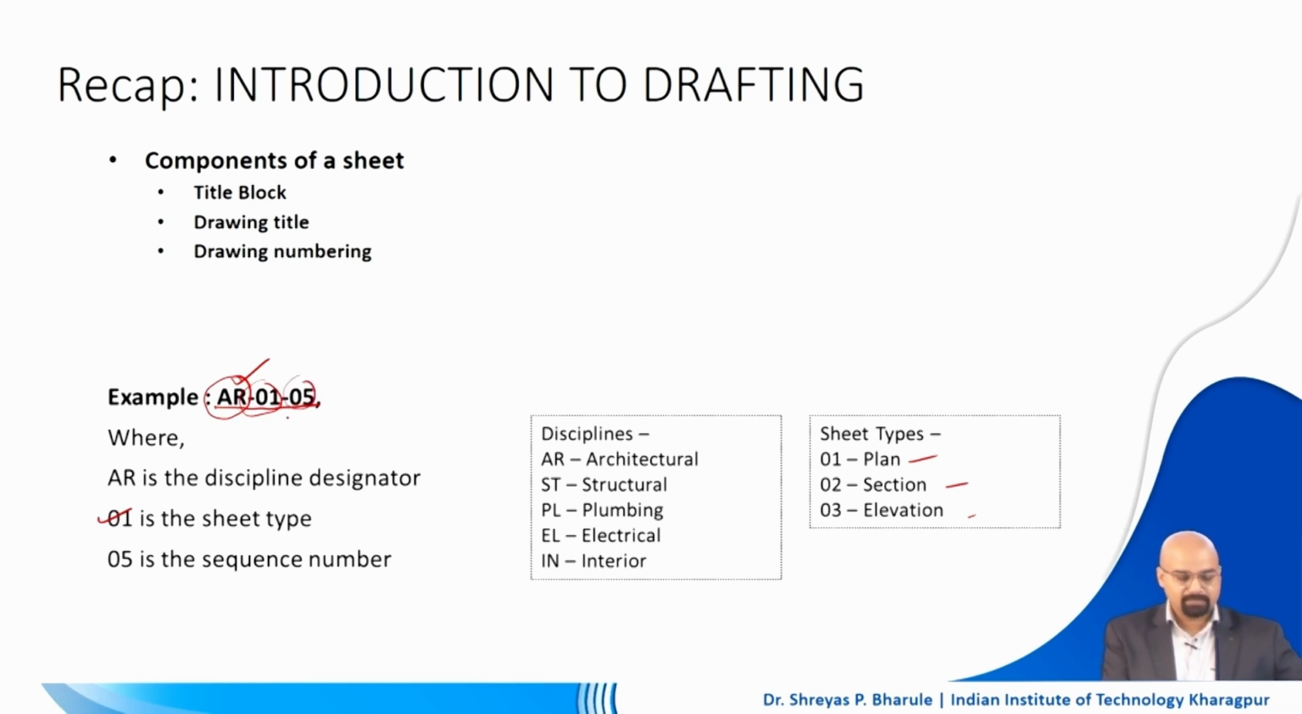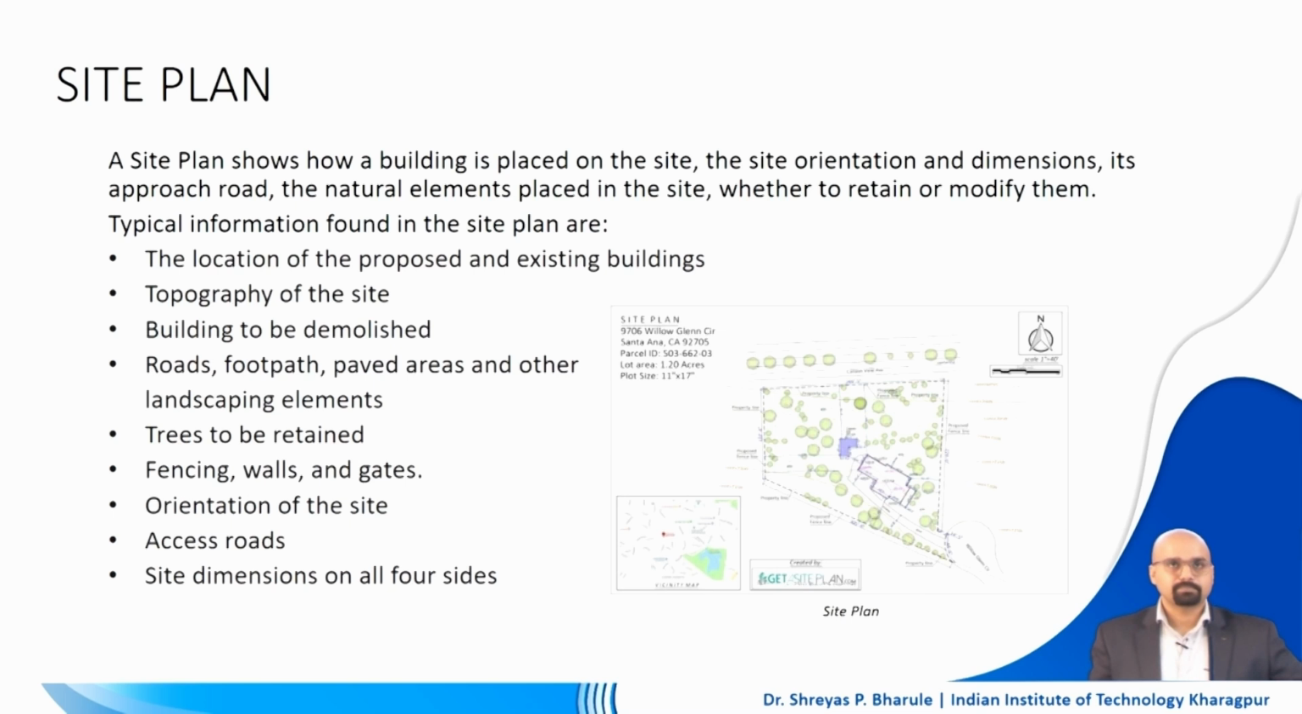So in this case, if I try to read through this particular drawing numbering system, I would say it is an architectural drawing which has a plan on it, and this is the fifth drawing of a plan. So there are at least 5 different plans, of which the fifth plan is represented on the sheet which is numbered as this. So that's the whole idea.